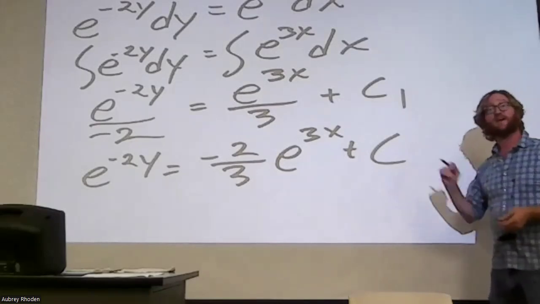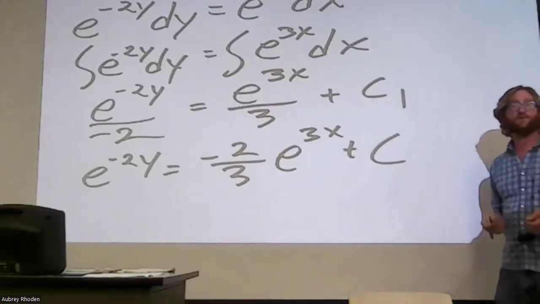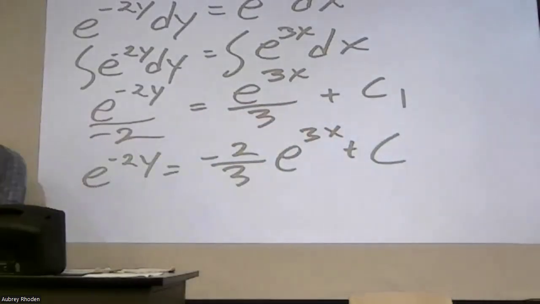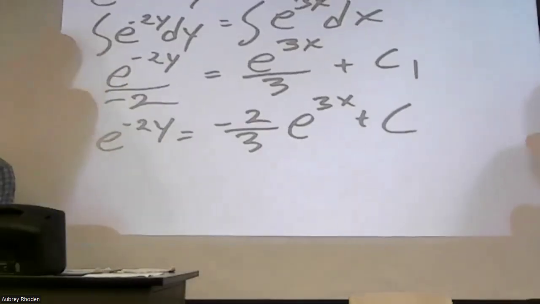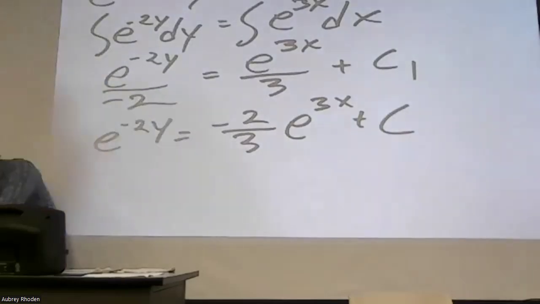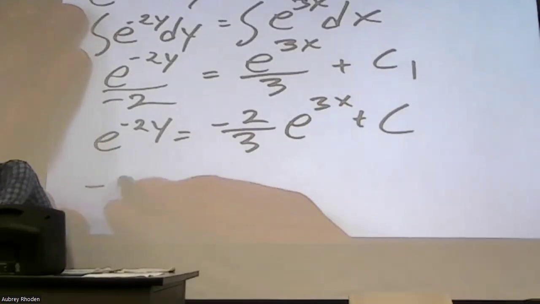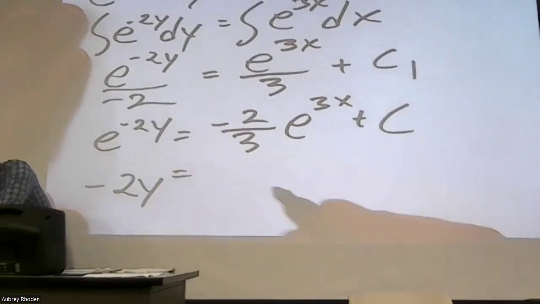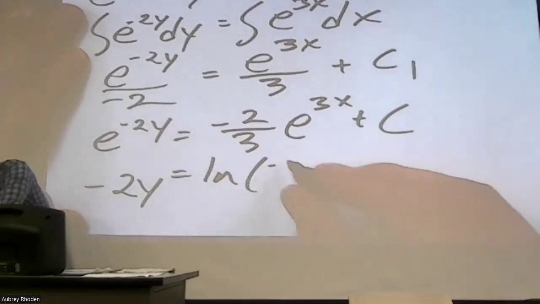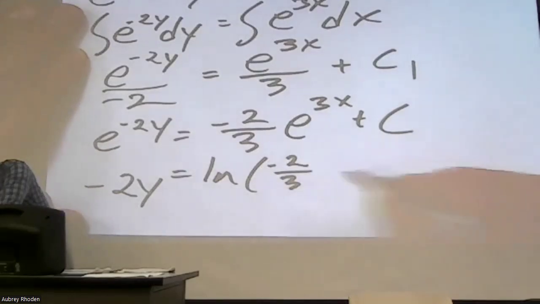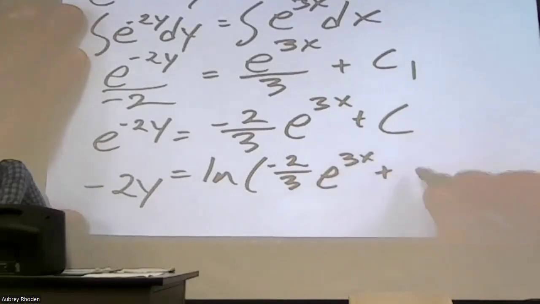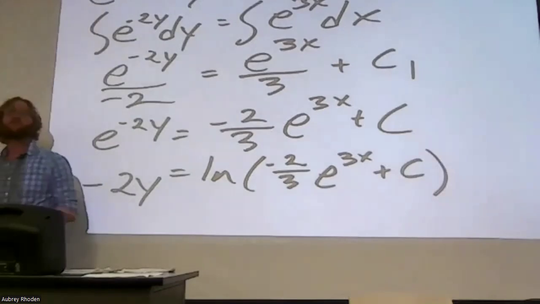So the first thing to do would be to take a natural log of both sides of the problem. If we took a logarithm of both sides, we would end up with negative 2y is going to equal the natural log of negative 2 divided by 3 e to the 3x plus c. Close your parentheses.